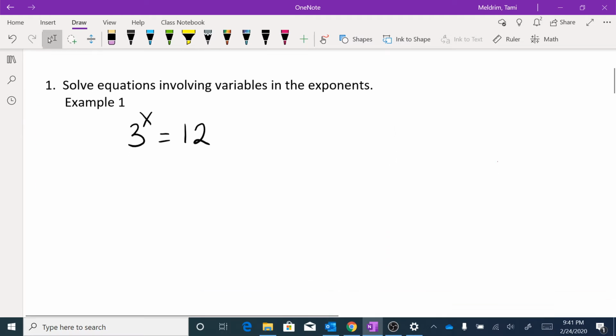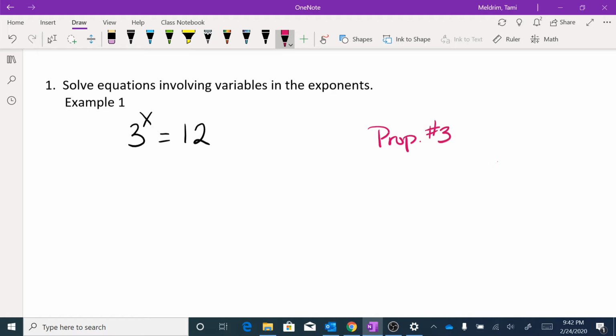Example number 1 is 3 to the x power equals 12. Now, in this chapter so far, whenever we've had a variable in the exponent, in order to solve it, we've always had to get the same base. And then once we had the same base, we would just set the exponents equal to each other. But what if we can't get the same base? For instance, I cannot put 12 with a base of 3. It doesn't work that way. So we are going to use that property number 3.